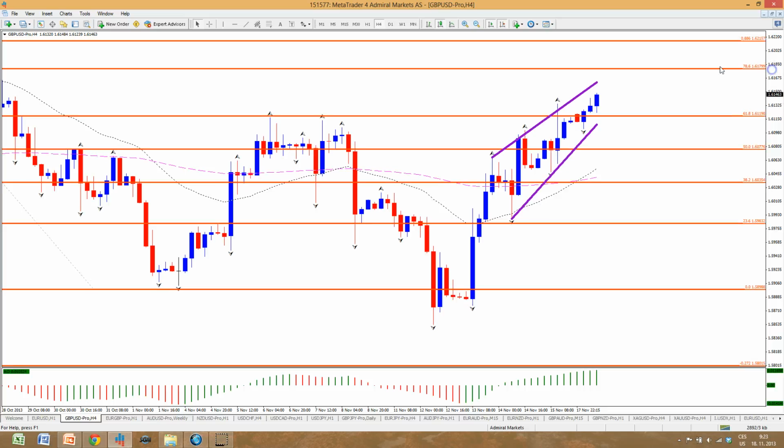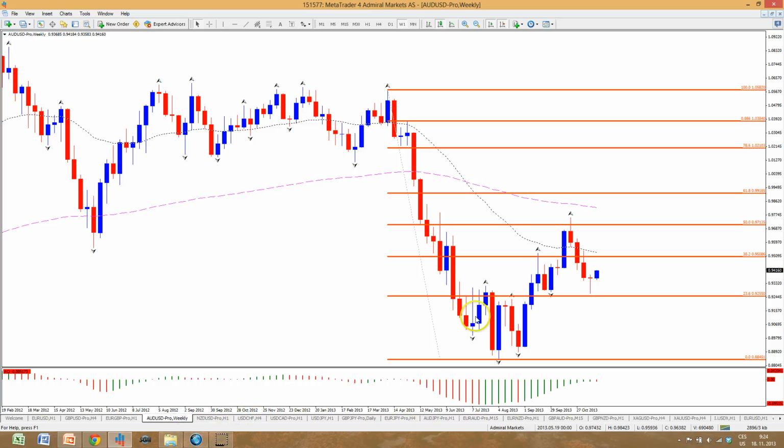Why is that so? Because the 786 might be a pause, but price could still move up to the 886 before it really maybe moves down lower. All right, so that's the pound USD. Let's take a look at the AUD USD.